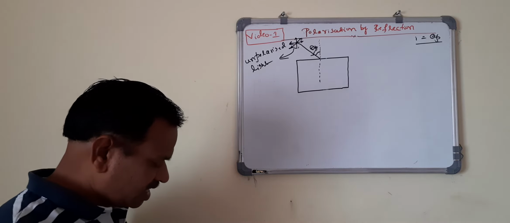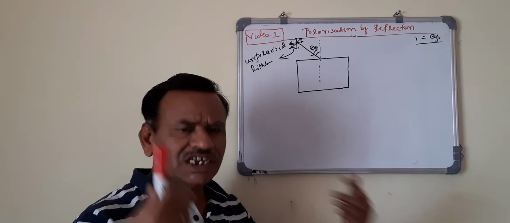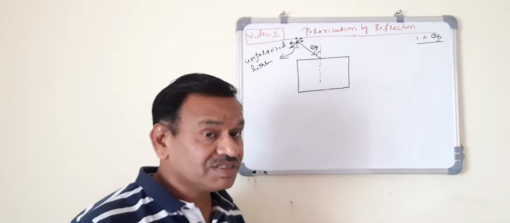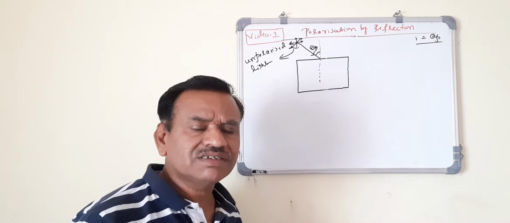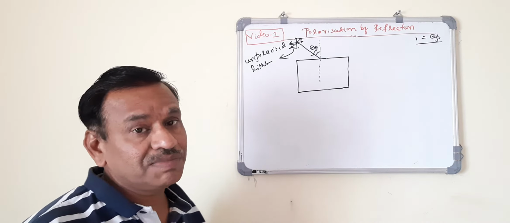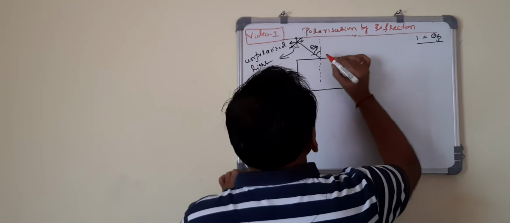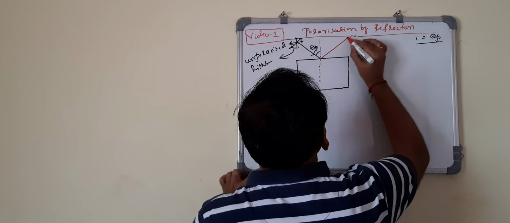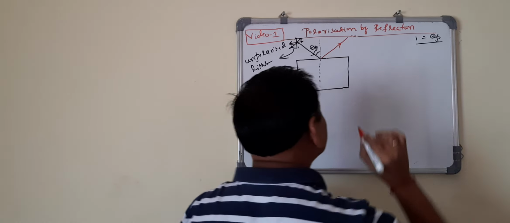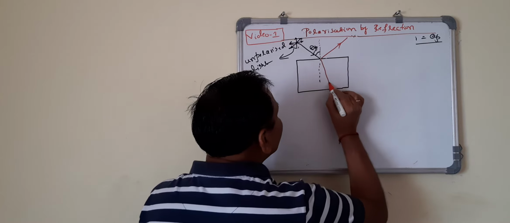Okay, fine. Now, whenever light is incident on any glass medium or water medium, three phenomena always take place: reflection, refraction, and absorption. But here, absorption is negligible. I am not considering absorption here. This is the reflected light, and this is the refracted light.